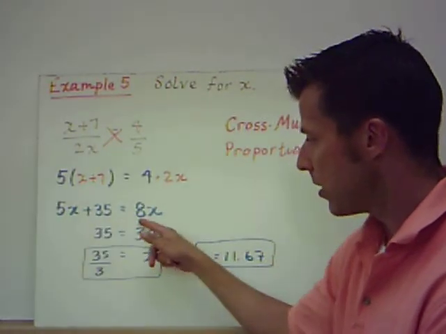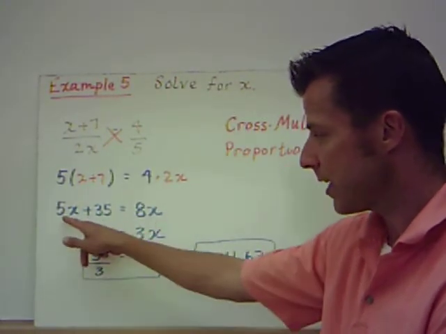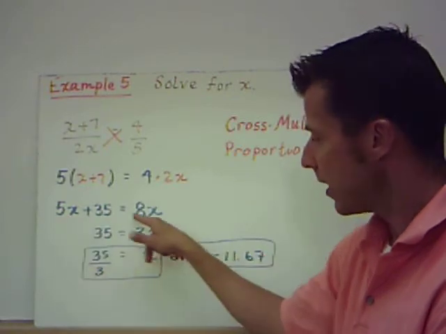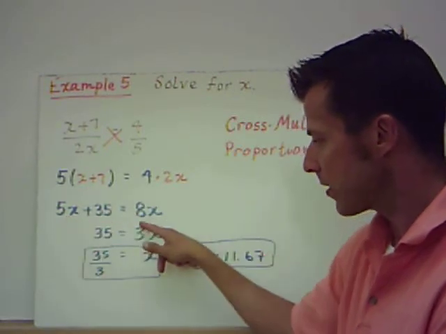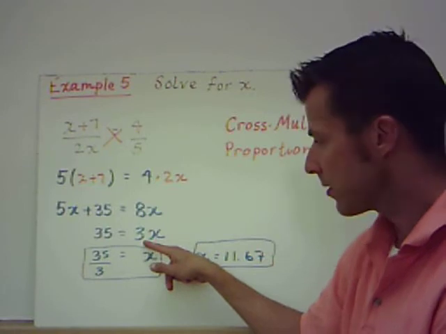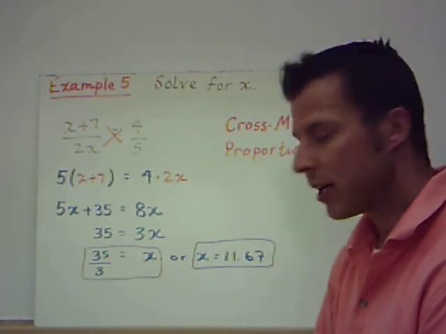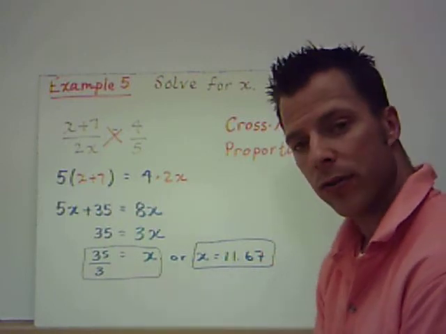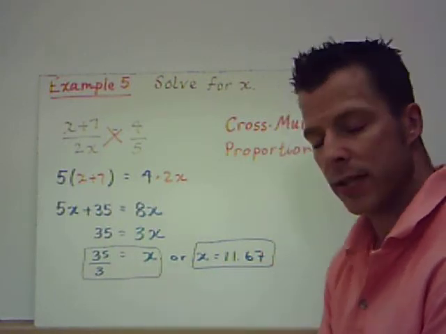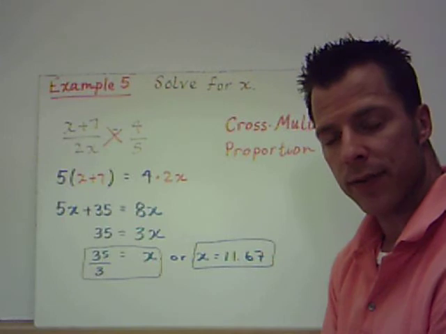A two-step equation with variables on both sides. 5 is smaller than 8, so we're going to subtract 5x from both sides, which leaves us 3x, which is equal to 35. And dividing each side by 3, I get 35 over 3, or I can put that as a decimal as about 11.67.